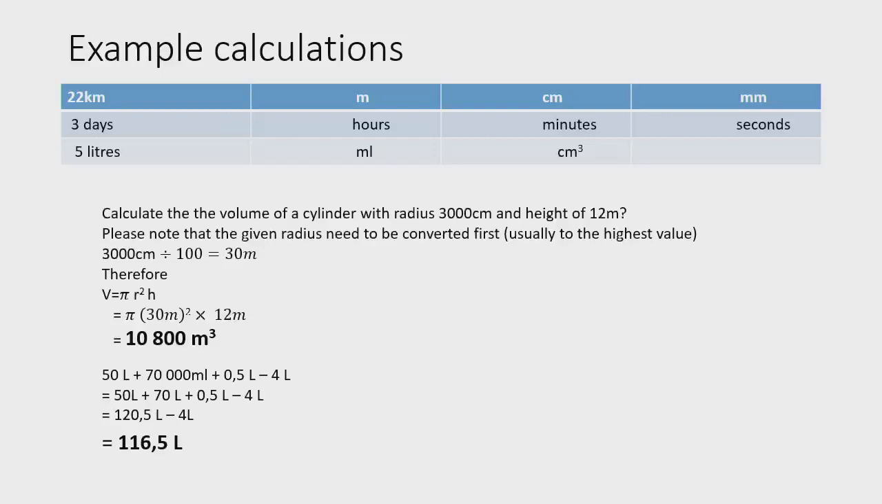So you need to convert that 70,000 milliliters to a higher value so that it can be similar to the rest. You can see that the rest are liters. So if you convert it to liters, it becomes 70 liters. Now when it becomes 70 liters, it's easy for you to add or to subtract or to calculate that value. So you say 50 liter plus 70 liter plus 0.5 liter minus 4 liter is equal to, you get actually 120.5 liter minus the 4 liter, and then you get your final answer.